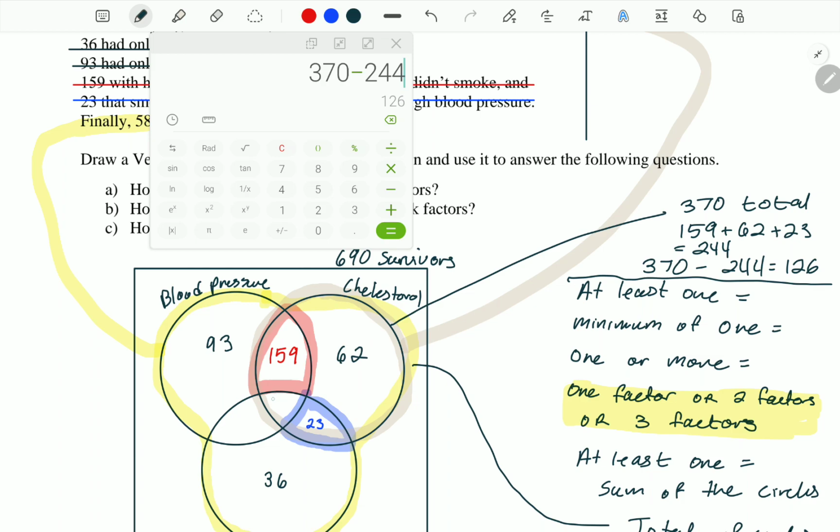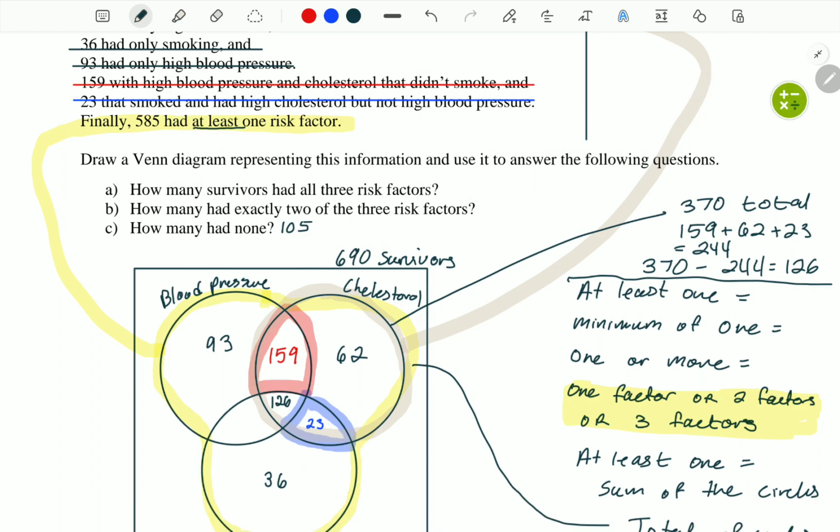126 goes right here in the middle. That 126 goes in the middle of all 3. Therefore, we can answer A. How many survivors had all 3? 126.